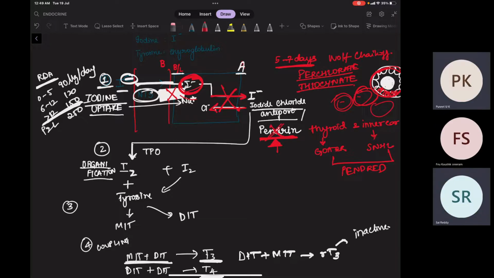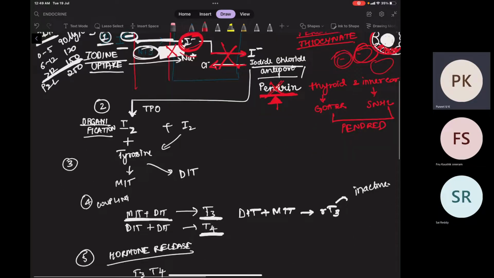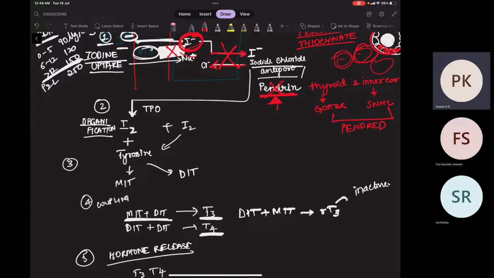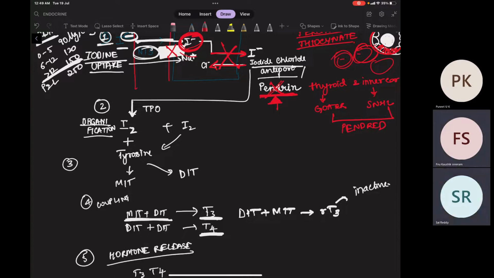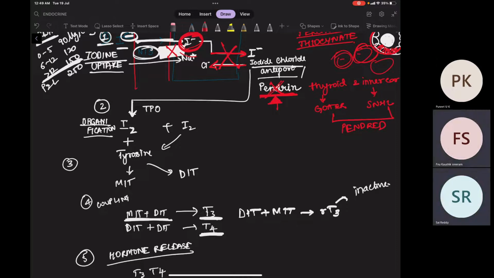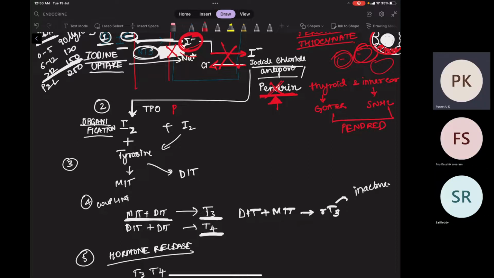Okay, so now this is fine. Then the next step was organification, right? Where thyroid peroxidase converts the reduced form of iodine into I2. Thyroid peroxidase is inhibited by drugs. Name two drugs. Amiodarone. Phenytoin. Propylthiouracil. Okay, what else?